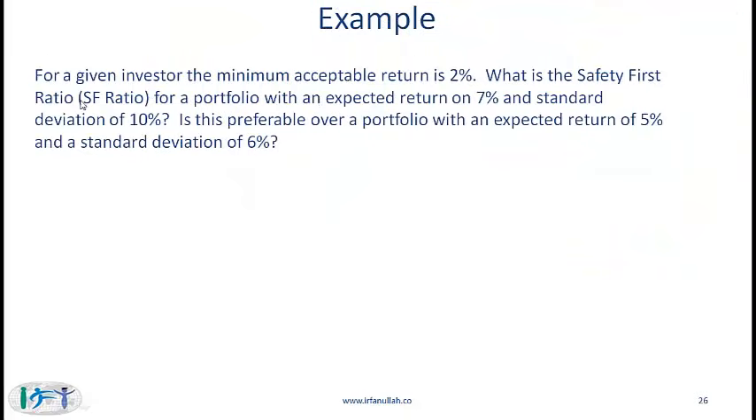Let's see if you can solve this problem now. For a given investor, the minimum acceptable return is 2%. What is the safety first ratio for a portfolio with an expected return of 7% and standard deviation of 10%? So let us just solve this first.